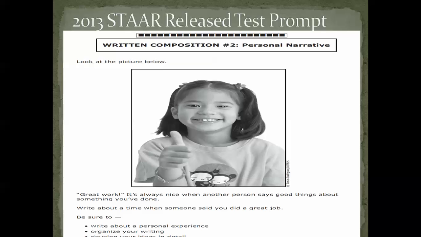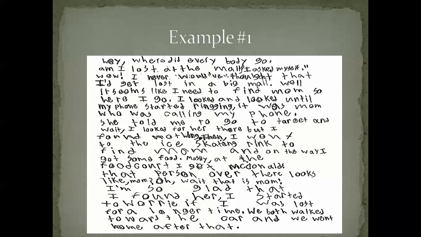And then this is the right part. Write about a time when someone said you did a great job. And be sure to, and those are all part of the rubrics that we spoke about before. So, write about a time when someone said you did a great job. This is example 1. I'm going to read it, and then we're going to see what score point it received.